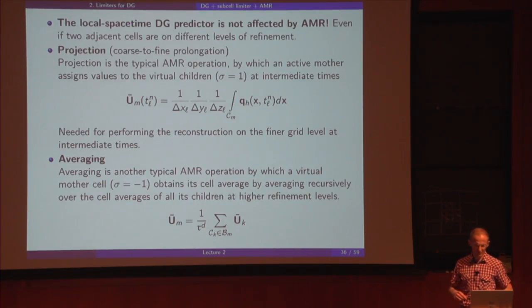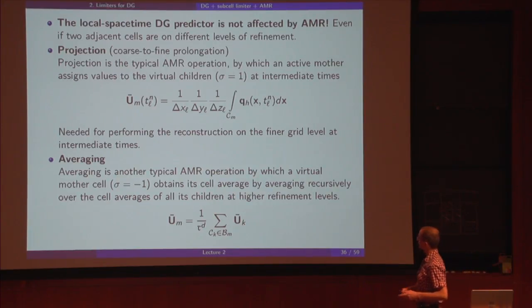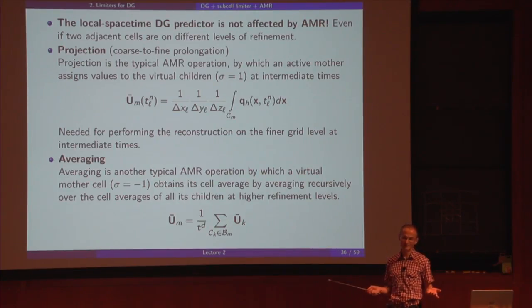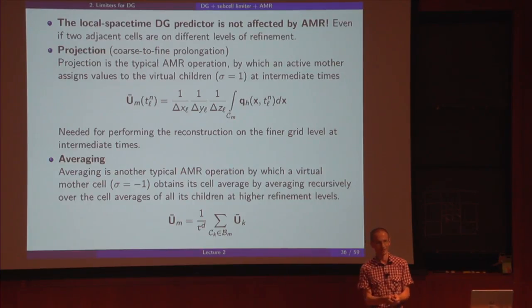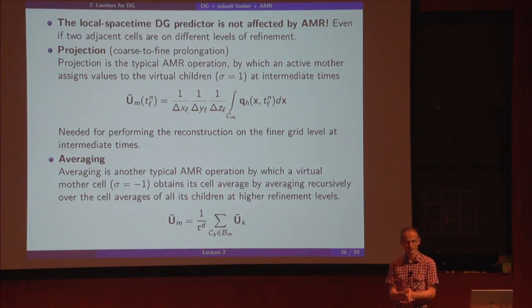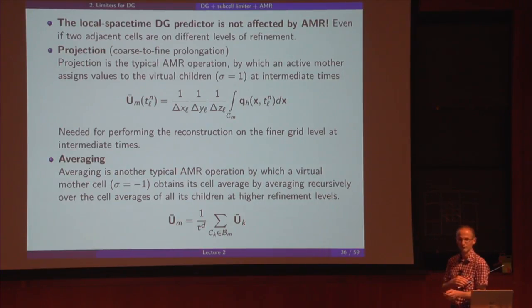Okay, so these are the standard operations. Maybe I don't really need to go through it: the projection and the averaging of AMR. But the main comment is the first one on top. The local space-time discontinuous Galerkin, that is performed locally for each cell, is not affected by AMR. At any level of refinement, you just perform your local space-time DG, so it's a very attractive feature. You don't have to exchange information for that.